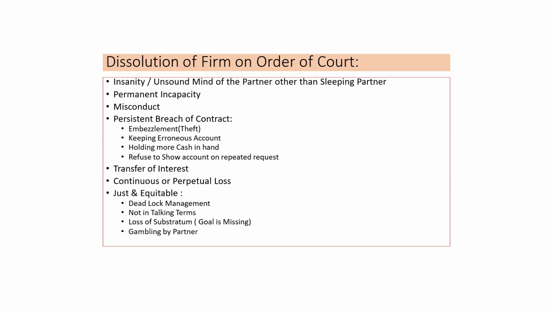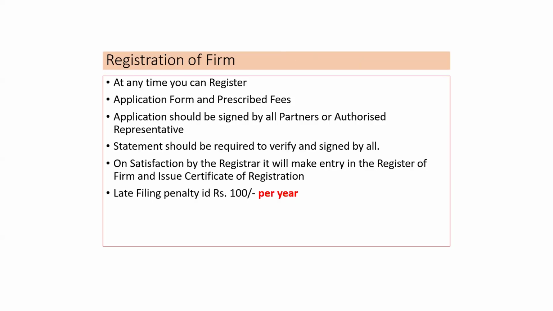If there is a transfer of interest, or if there are consistent, continuous or perpetual losses, so that the business cannot be carried on except at a loss. These are the various grounds on which the firm may be dissolved as per the orders of the court. If there is a deadlock in management, if they are not on talking terms, or if there is loss of substratum or gambling, etc. On all these accounts, the firm may be dissolved as per the orders of the court. In this case, normally the registrar makes the application.